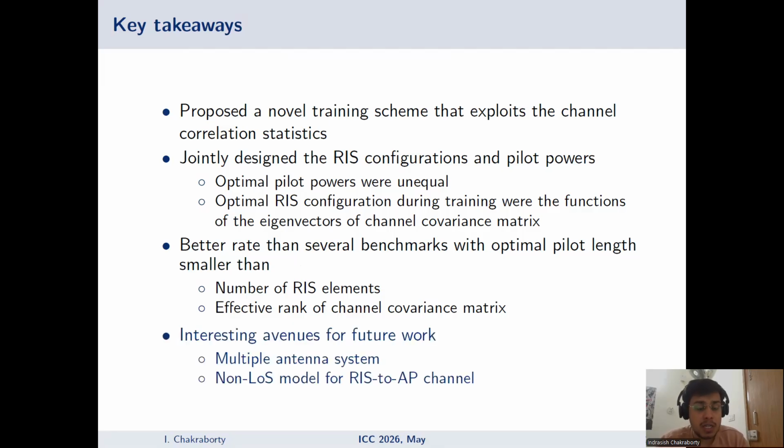As for the future work, we can extend this work to a multiple antenna system at the base station. We can extend this work to a non-LOS model, or non-line-of-sight model, for the RIS to FP channel as well.